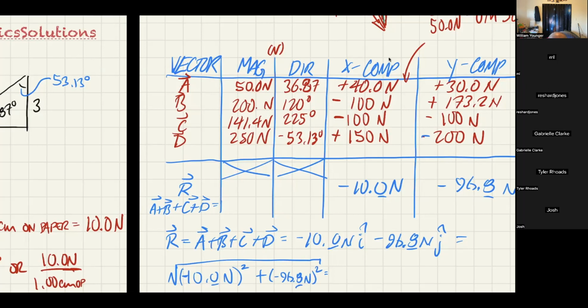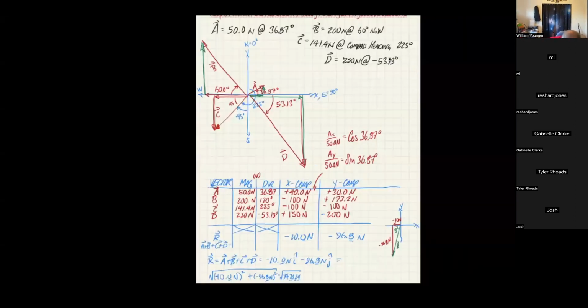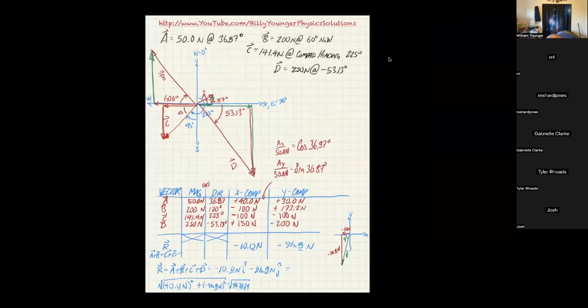And then I take the square root of that. So I'm taking the square root of 9470.24, and that's actually in newtons squared, by the way. So I'll take that, and that gives me 97.3 newtons. So the magnitude is 97.3 newtons. Notice I carried 1 extra sig fig.